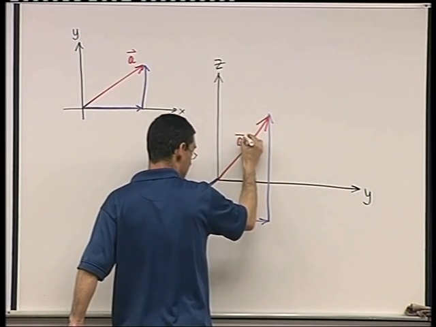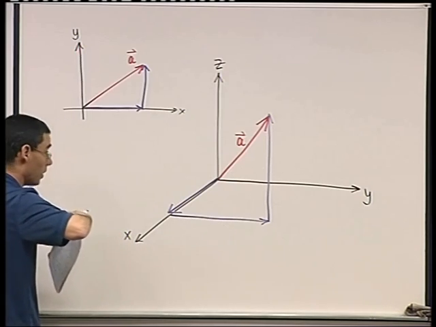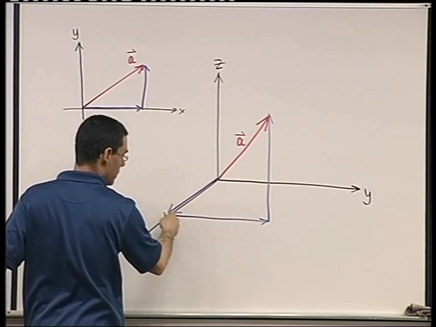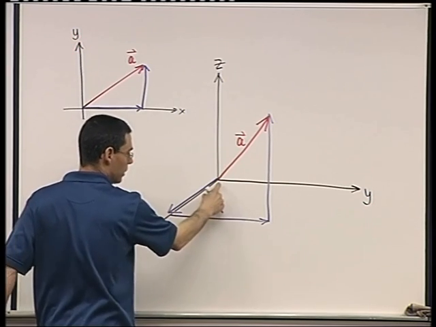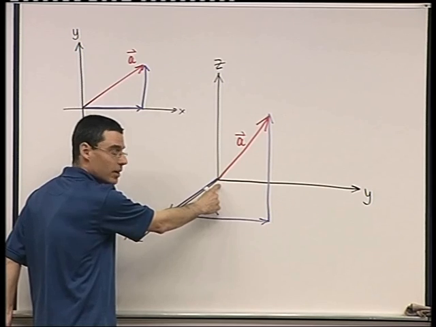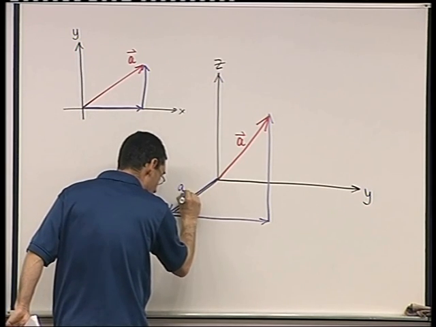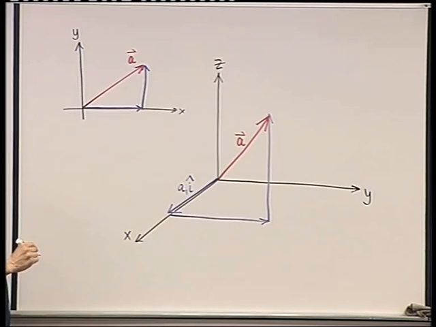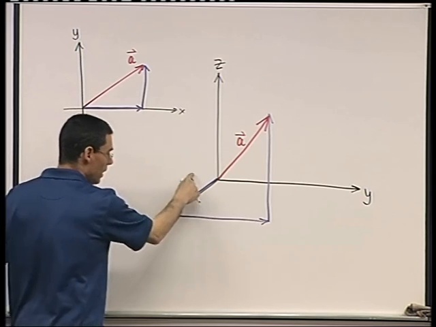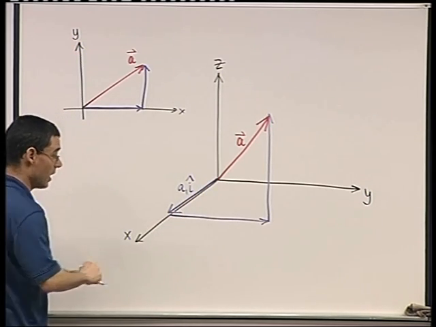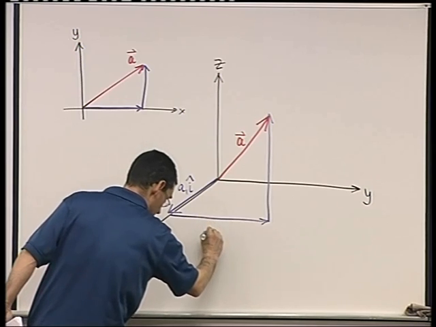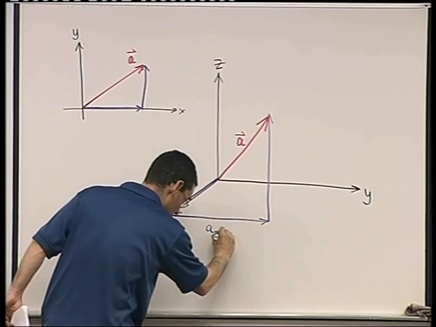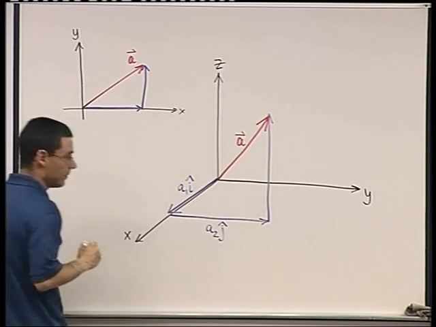I'm going to say that A equals, what's this vector? What's this purple one here? This purple one is some multiple of the unit vector in the direction of x. So this thing is the vector A1, I'm going to call it, times i. Do you agree? Some multiple of the unit vector in the direction of x. This vector is some A2, some scalar, times a unit vector in the direction of y.